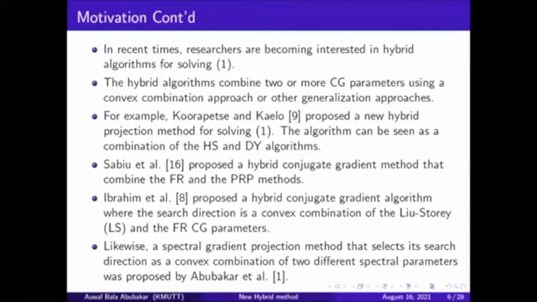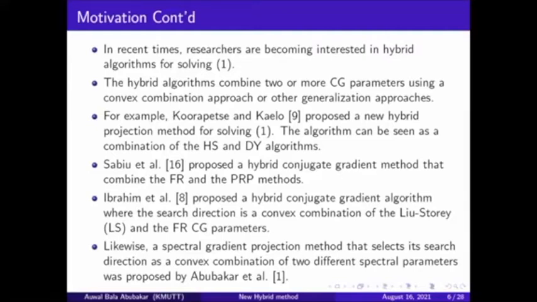Likewise, a spectral projection method that selects its search direction as a convex combination of two different spectral parameters was proposed by Abubakar et al. If you look at all these references, you will see that all these hybrid methods consider combining two existing CG algorithms, and most of them consider a convex combination, that is, combining them in a convex combination manner. So after going through the first set of the motivation and the second set of motivation, we decided to see how we can do something different, since most of the time researchers are combining two CG algorithms, and in most cases they use convex combination.